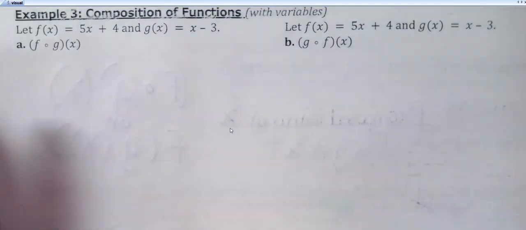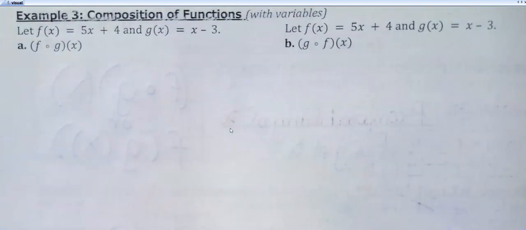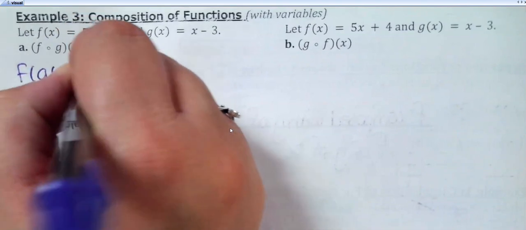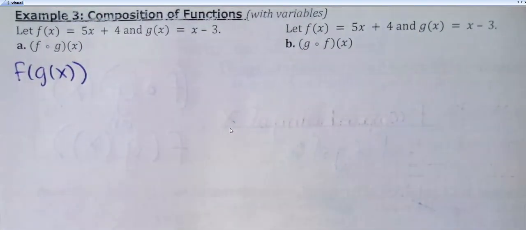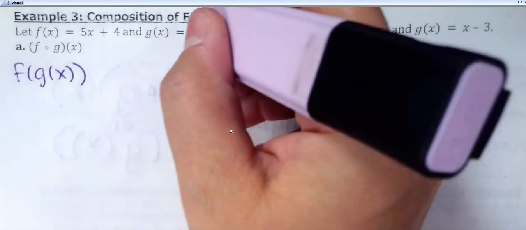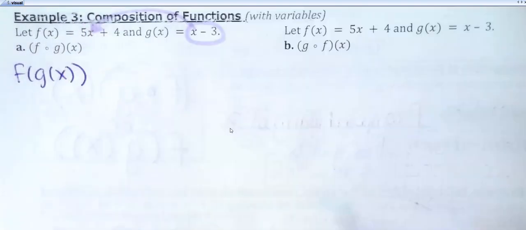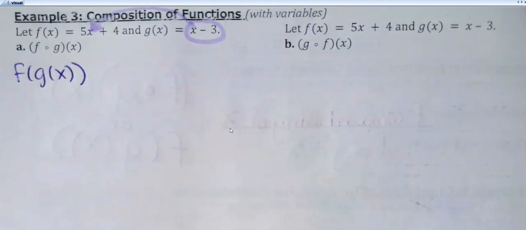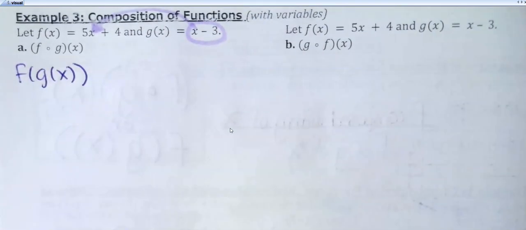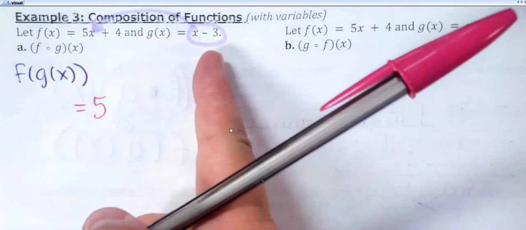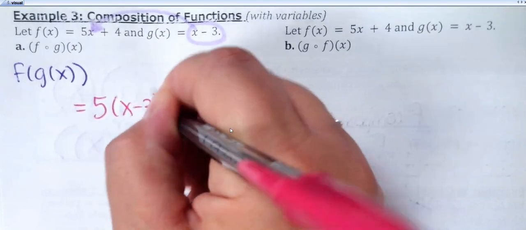Okay, now this would be read f composed with g of x or f of g of x. All right, here's the deal with this. The g of x function is given to me in the directions. Everywhere you see an x in the f of x function, you are going to replace it with that entire expression. So f of g of x is this x minus 3. So to do this, just take your f function. Everywhere you see an x, you're going to replace it with that whole expression, which is x minus 3.